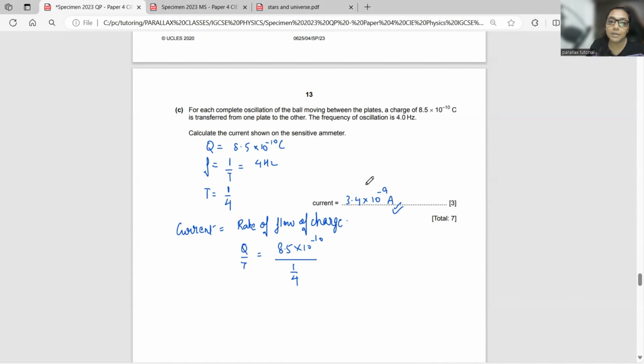This carries 3 marks. You have to show the working over here, okay? And this is how you calculate. I hope this was clear.